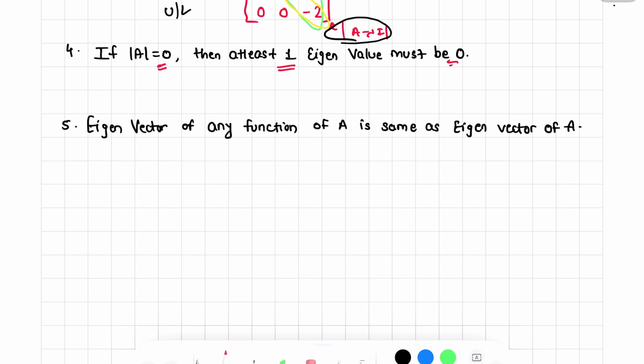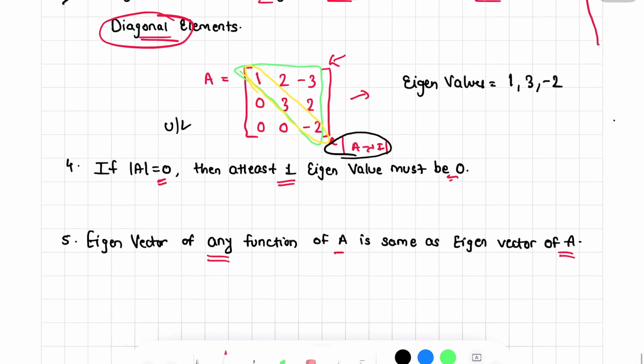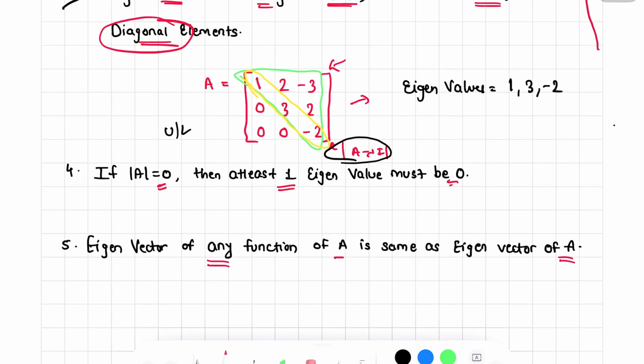And the fifth property is that the eigenvector of any function of A is the same as the eigenvector of A. This property you might not understand right now, but in subsequent lectures we will understand it. Now we are going to look at a table which is very important and simple to understand. That is matrix and its corresponding eigenvalue.